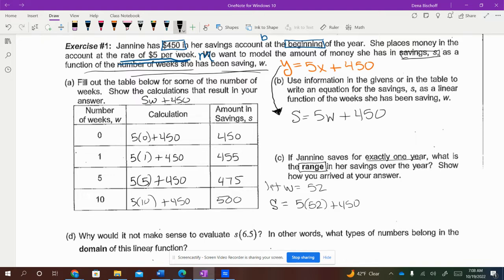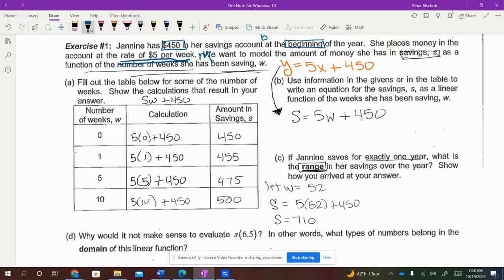So I'm going to use my calculator. 5 times 52 plus 450 equals $710. So the total amount in her savings is $710. So this is asking for the range, meaning the difference from the smallest to the largest, not the range, which is the y values compared to the domain. But we still are looking at the range, the amount of money in her savings, which is S.